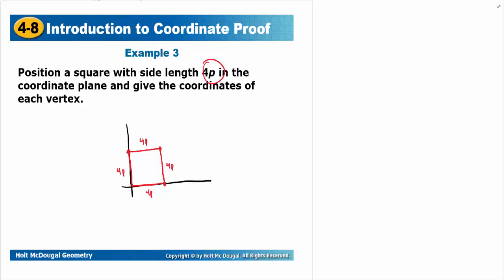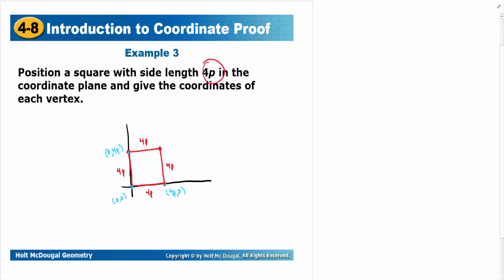I'll change the color so we can keep track of it. Obviously this point would be 0, 0. That's our origin. Now to get to the second point, what we would do is we'd go right 4p. That's how far to the right that we would travel. We're not going up or down, so that's going to be 0. Same thing if I was going to this point, except that you're going up and not left or right, so you flip the points around, it'd be 0, 4p.